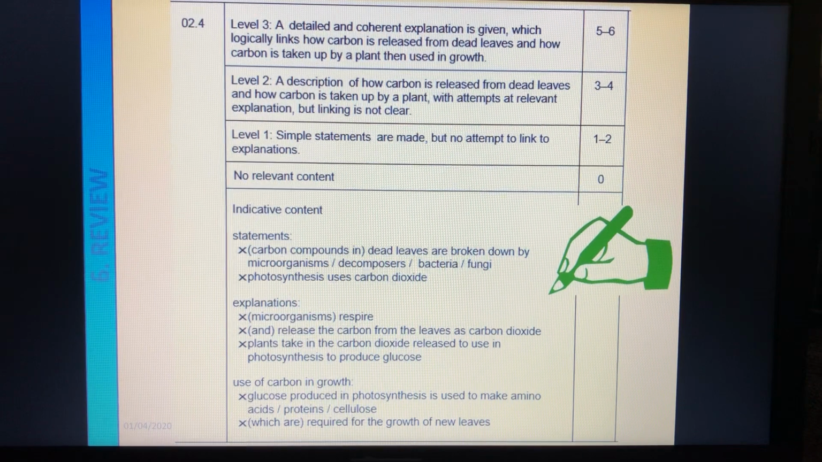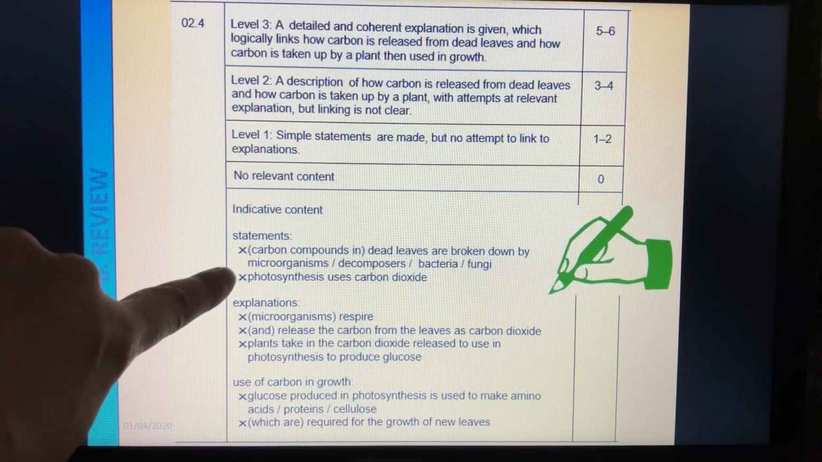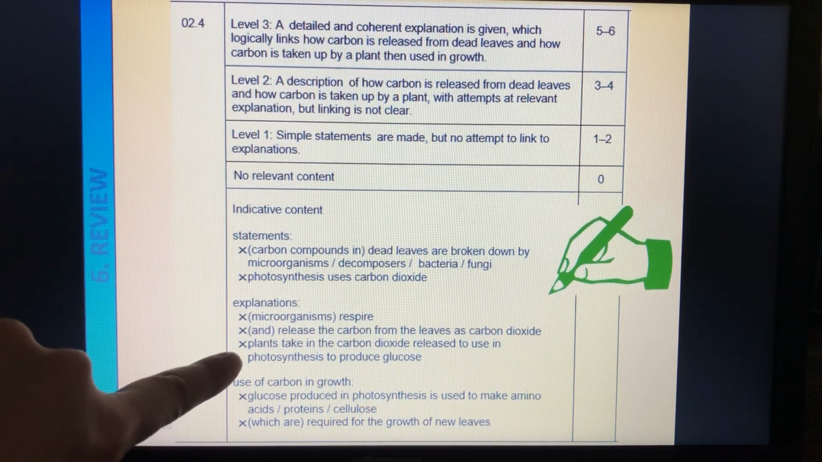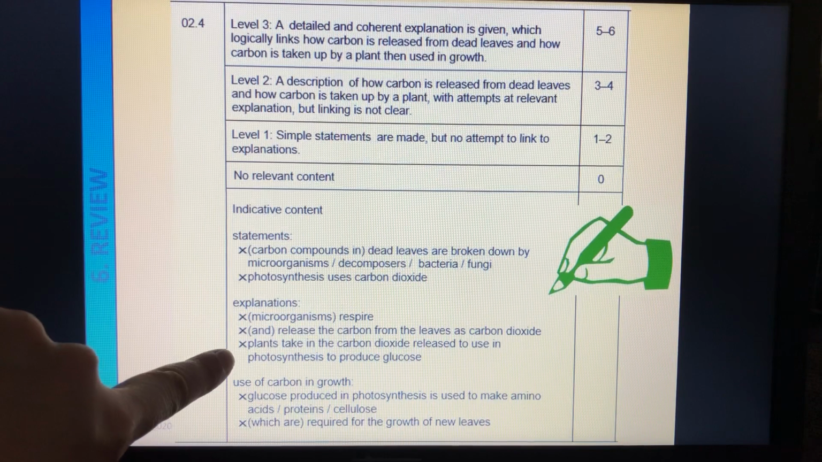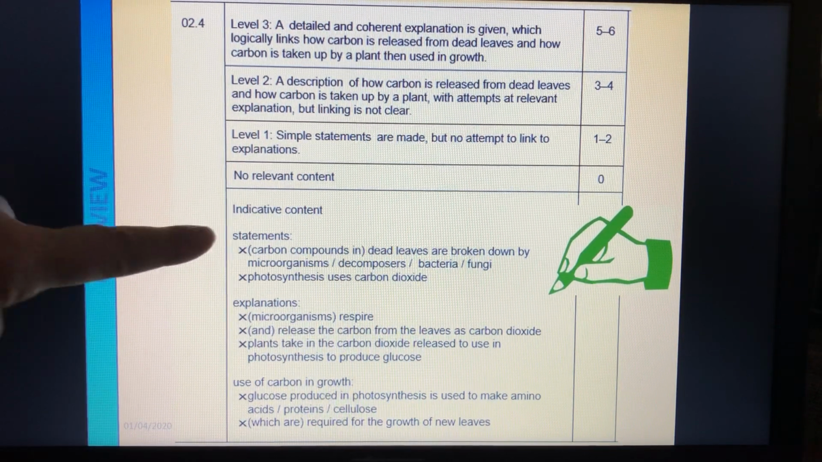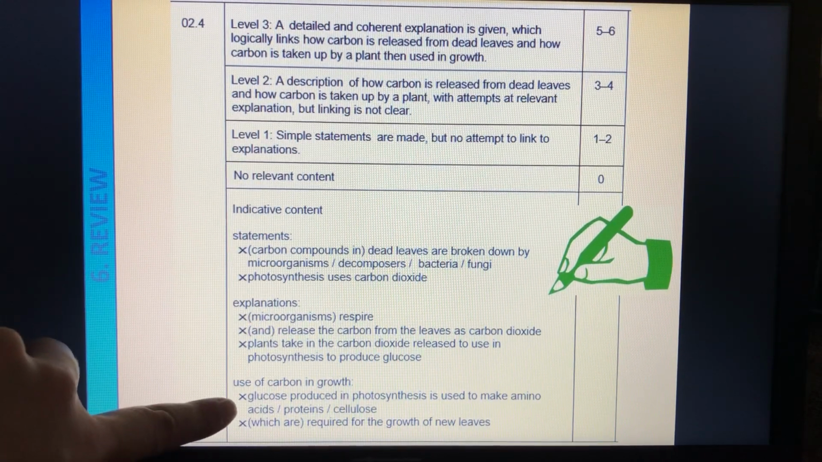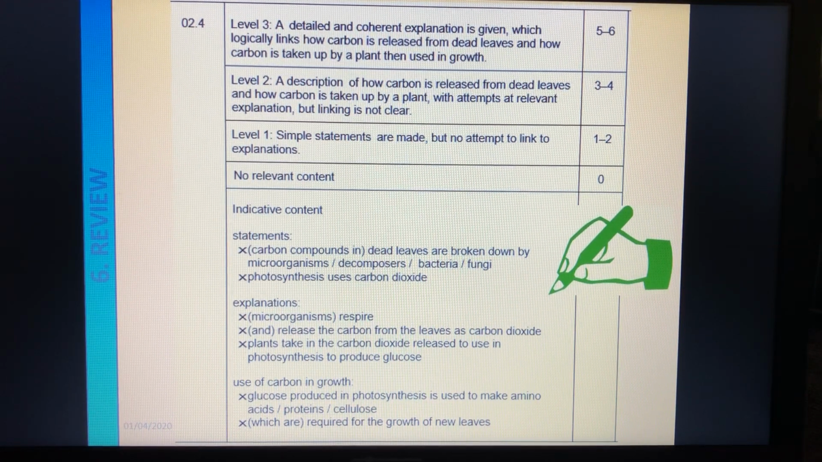The carbon dioxide is now in the atmosphere, and so photosynthesis uses that carbon dioxide. And the carbon dioxide is used in photosynthesis to produce glucose. So I've kind of gone from here to here, here to here, up to about 4 marks. And then the glucose, we go back to B4, where we said the uses of glucose in a plant, and some of that glucose is used to make amino acids, which then make proteins and also cellulose.